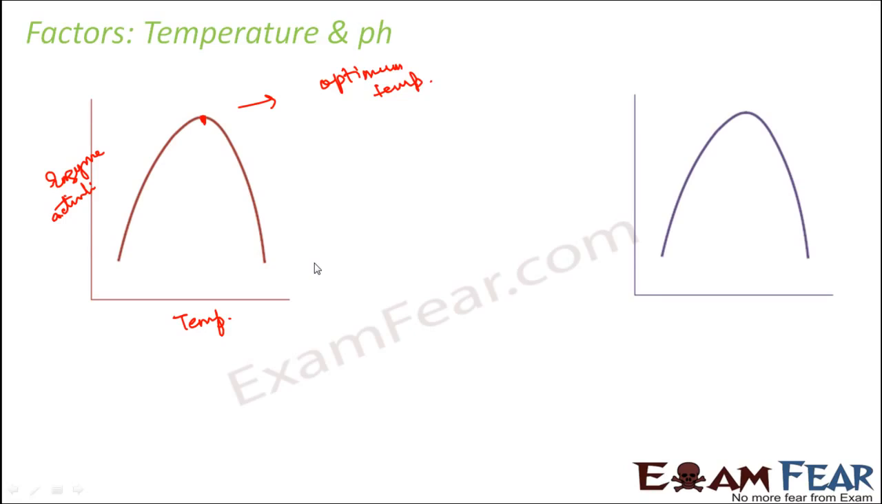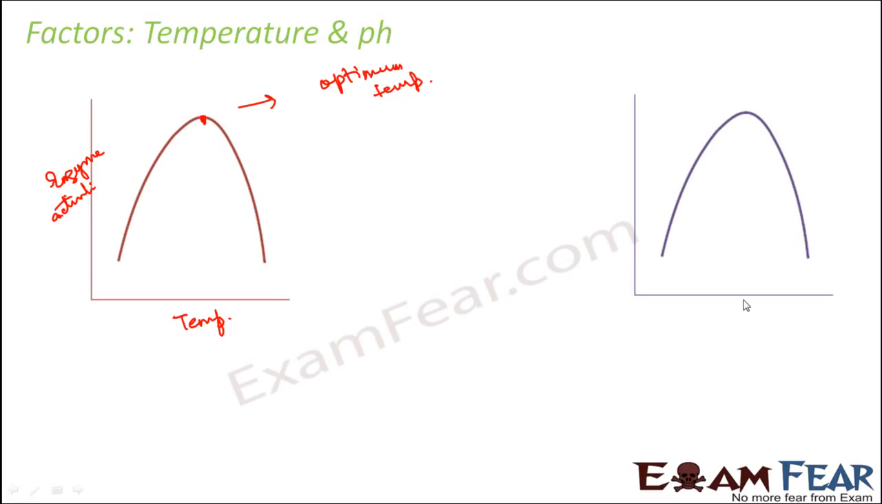In fact, this is also the reason why if you keep stuff in the refrigerator, it stops the enzyme activity, and therefore the milk does not get curdled, because the enzymes cannot act at that temperature. That is why we often keep stuff in the refrigerator to save it or to prevent it from getting spoiled.